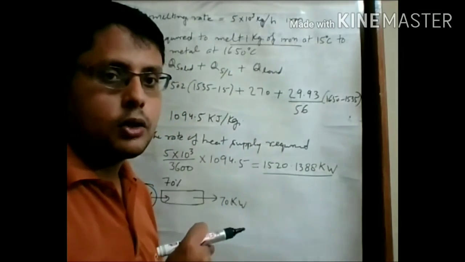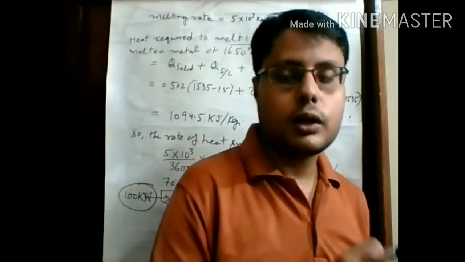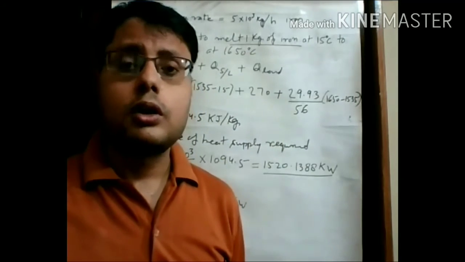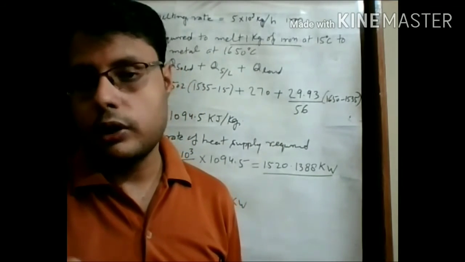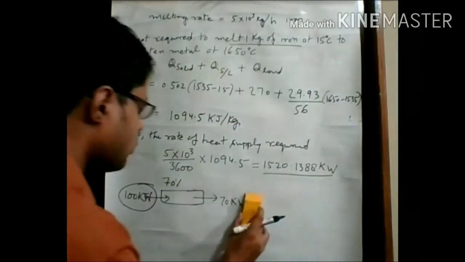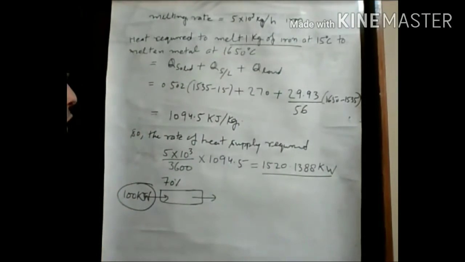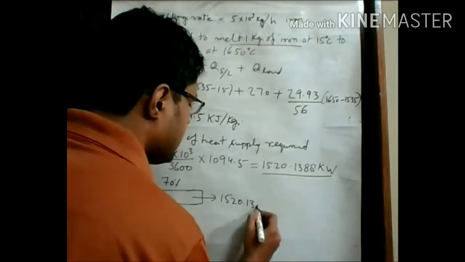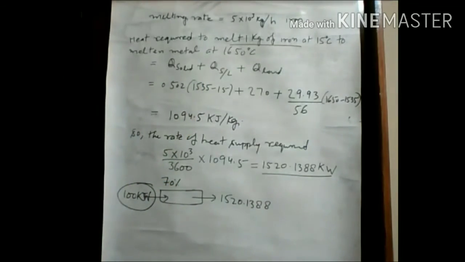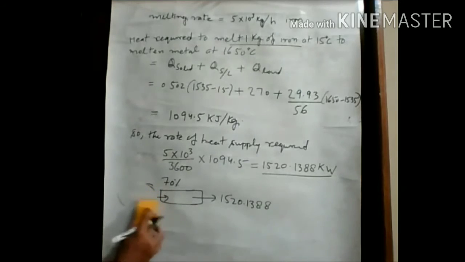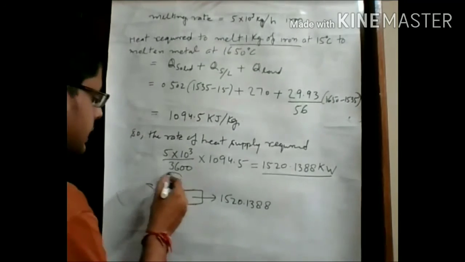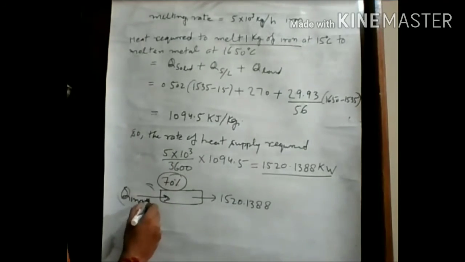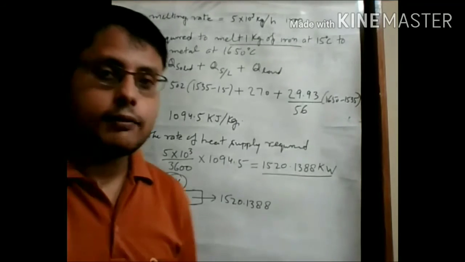This is our requirement to convert the 15 degree centigrade iron block into a 1650 degree centigrade iron block with a melting rate of 5 into 10 to the power 3 kilogram per hour. So the output of this furnace must be equal to 1520.1388. And the problem says this furnace is 70% efficient. So what is the Q input, that means the electricity input to operate this electric furnace?